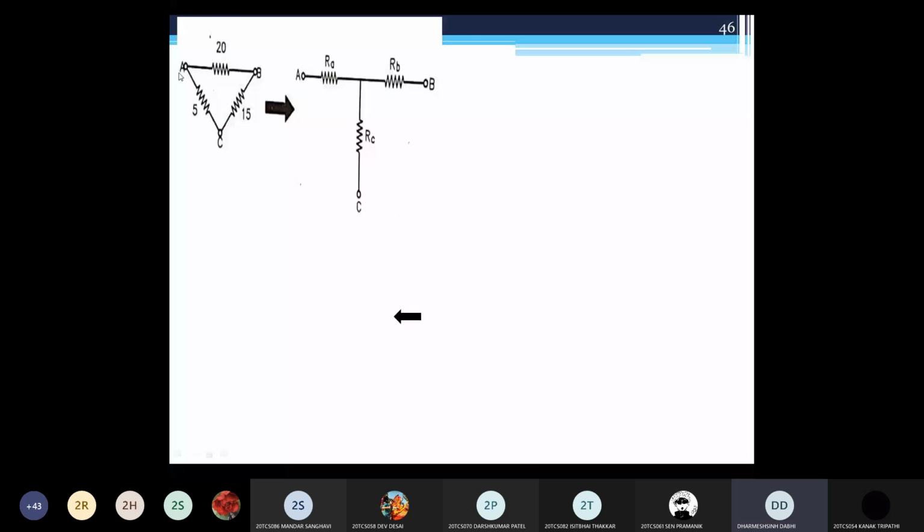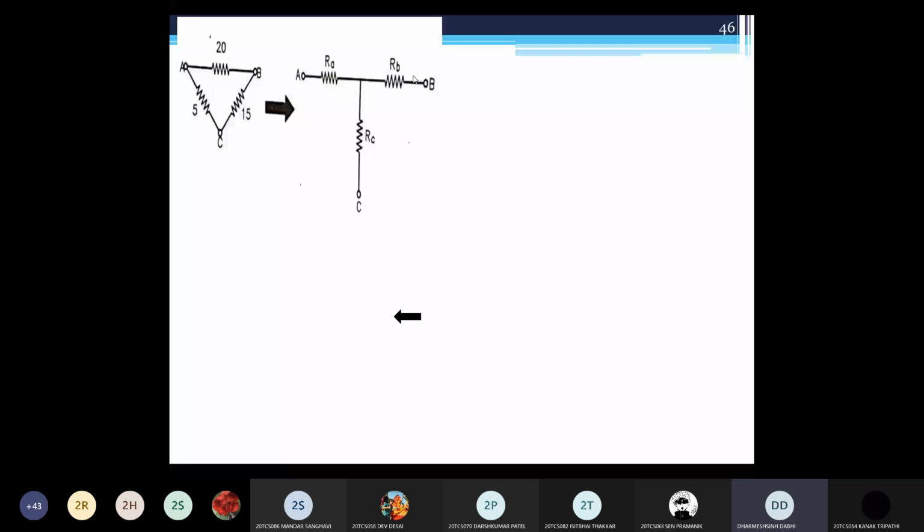Yes or no? Here at point A is the resistance RA, at point B the resistance RB, and at point C the resistance RC. If you convert this delta into star, it looks like this way. All of you clear on this? Yes, sir.